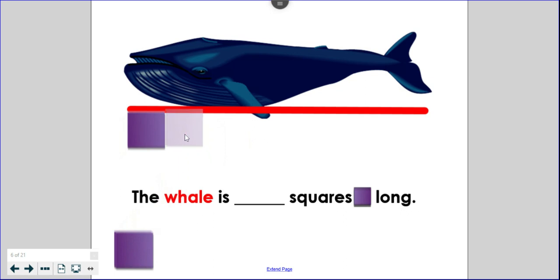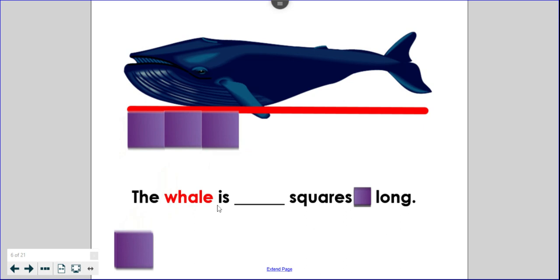The next square I'm going to put right next to the other square, touching the other square. I don't want any space in between them. I want them right next to each other, as close as I can get them. Perfect. And then I'm going to put another square right next to that square. All right, am I done measuring yet? I put 1, 2, 3 squares. Is my whale 3 squares long?